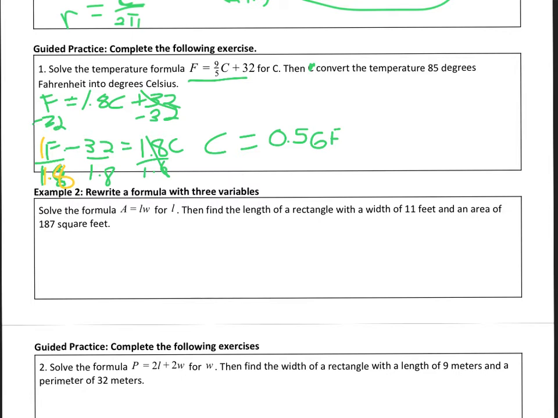And then I do 32 divided by 1.8, and that's 17, and notice that's 17.7 repeating.